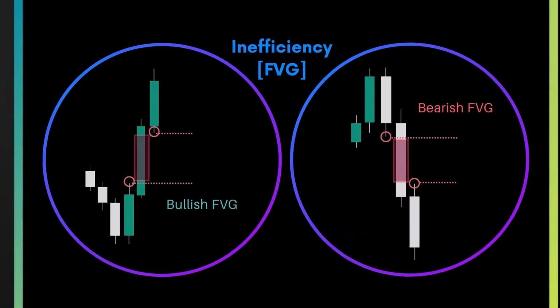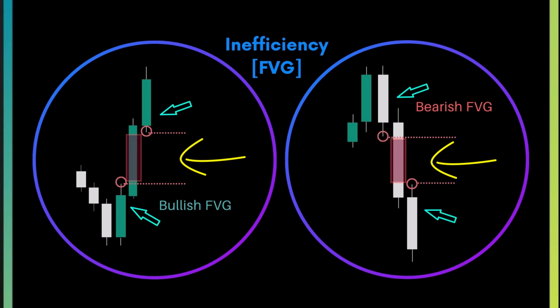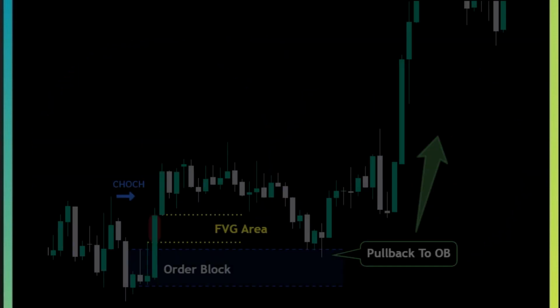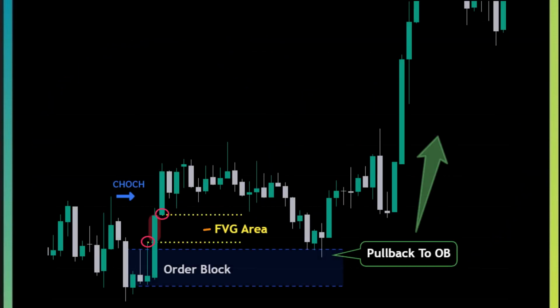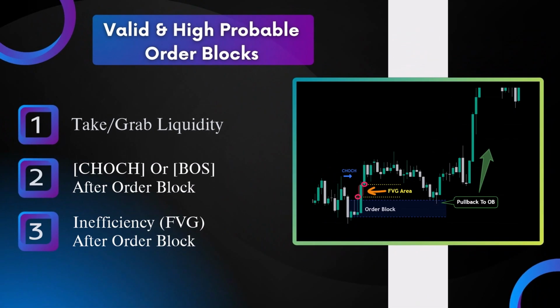First, let's see what a fair value gap is. Imagine 3 candles. When the body of the mid candle is not completely covered by the previous and next candle, we call this area inefficiency or fair value gap. Fair value gaps are one of the most important points of interest in market structure. You can find important points and techniques about fair value gaps and how to trade them effectively on the fair value gap video in our channel.